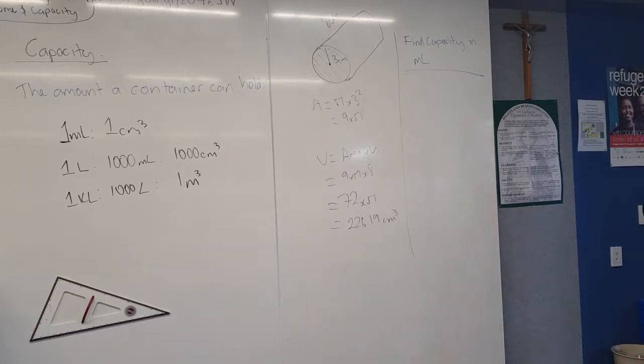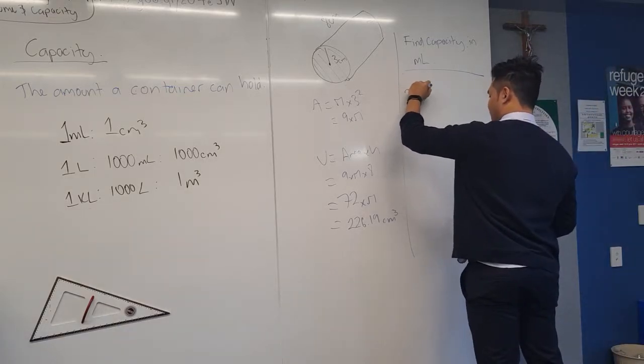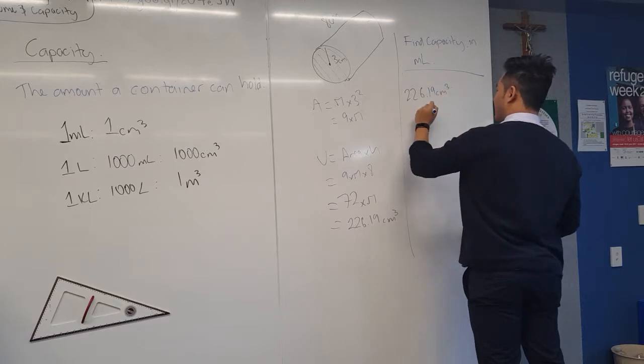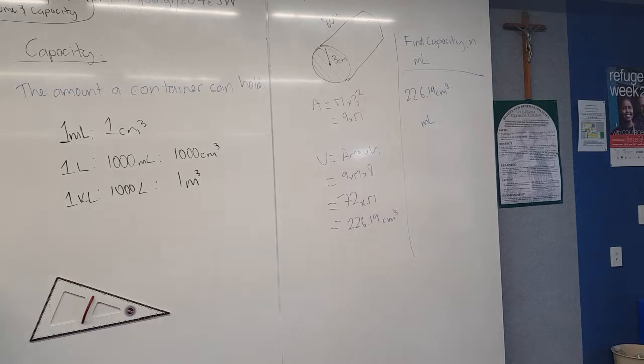Okay, so it's pretty easy. As soon as we finish this example, I'll get you guys started on exercises. Find the capacity of that shape, the cylinder, in milliliters. So Adam, how will we do that? I'm going to do the conversion chart. Okay, it's 226.19 centimeters cubed. But I want the answer in milliliters. So what's the conversion?